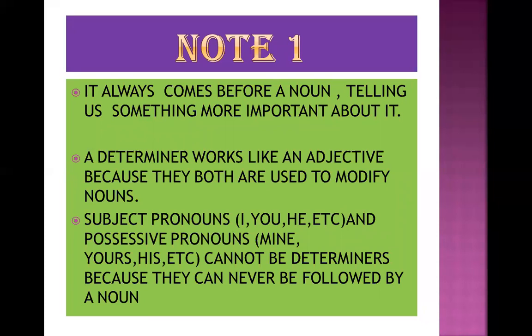These are some of the important notes. First one is it always comes before a noun, telling us something more important about it. If I say a sentence like, this shirt is mine, I am specifying on this shirt. Shirt is a noun, whereas this is a determiner that is being used, and it is telling something more important about my shirt. A determiner works like an adjective because they both are used to modify nouns.